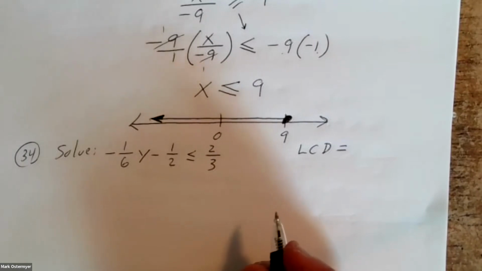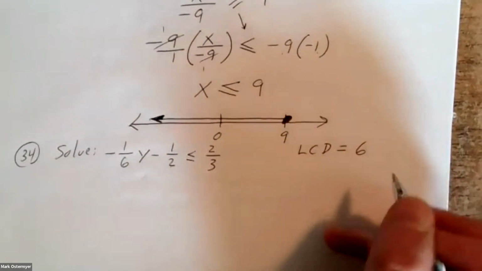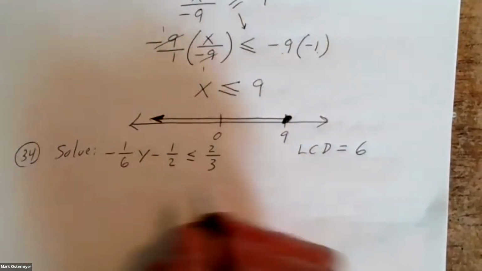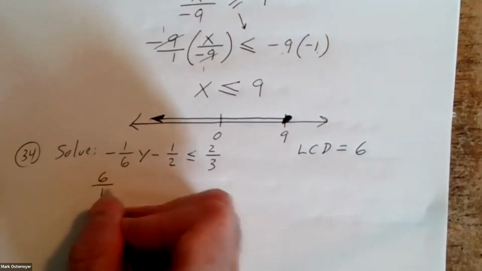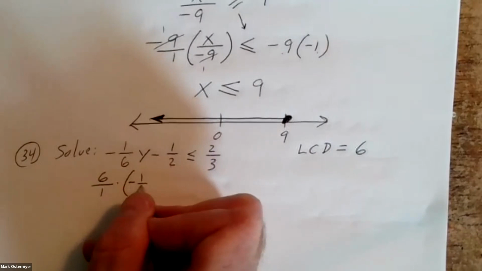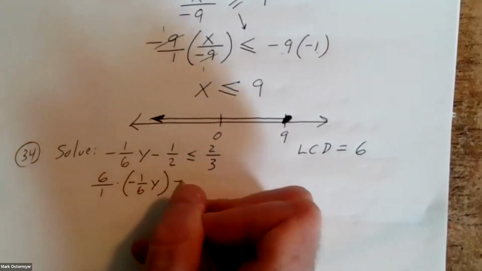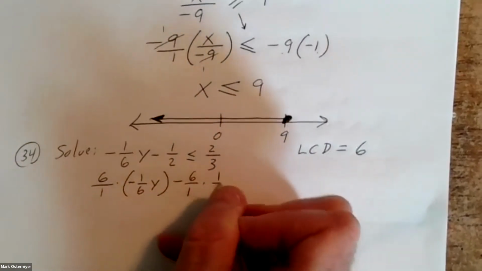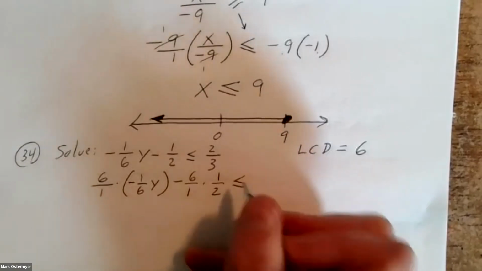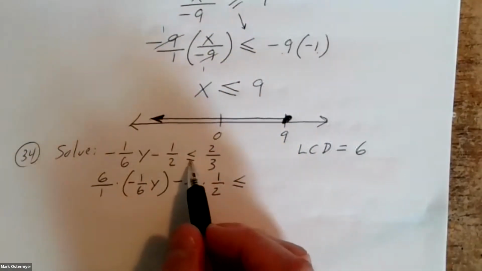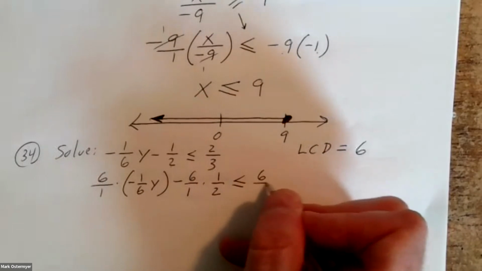Well, as it turns out, after a little thought, it's going to be 6. So we're going to multiply both sides of our inequality by 6. By doing this, this will knock out all the fractions. Since I'm multiplying both sides by a +6, I do not flip my inequality symbol around.